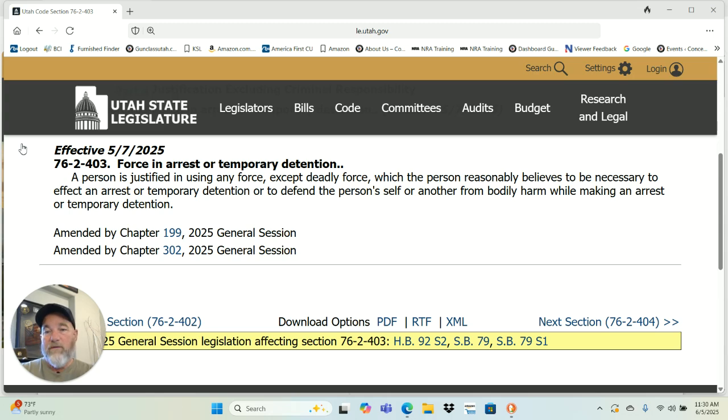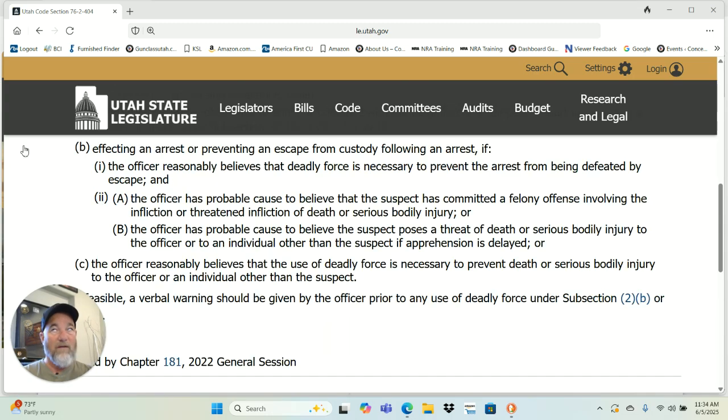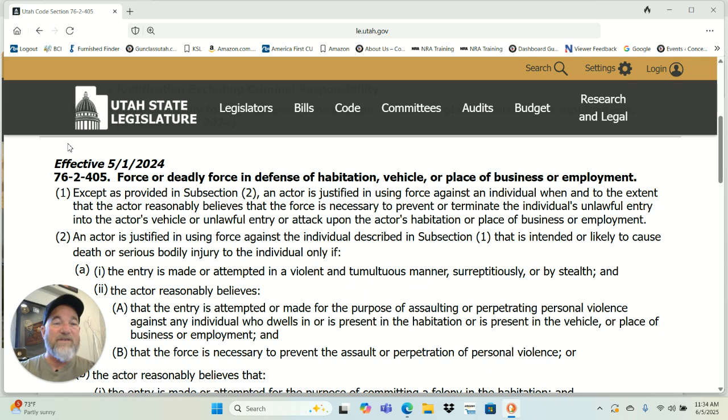Here's a new one this year. Force and arrest or temporary detention. A person is justified in using any force except deadly force when the person reasonably believes to be necessary to effect an arrest or temporary detention, or to defend the person's self or another from bodily harm while making an arrest or temporary detention. Force or deadly force in defense of habitation, vehicle, or place of business or employment.